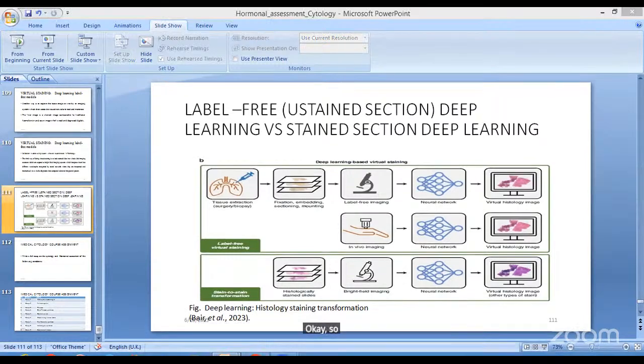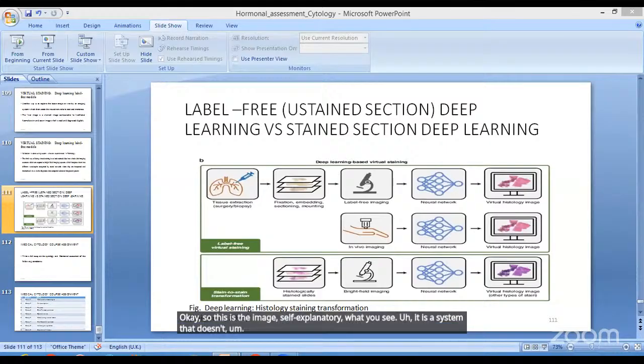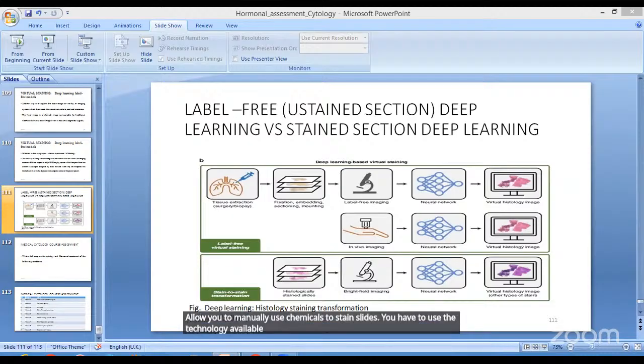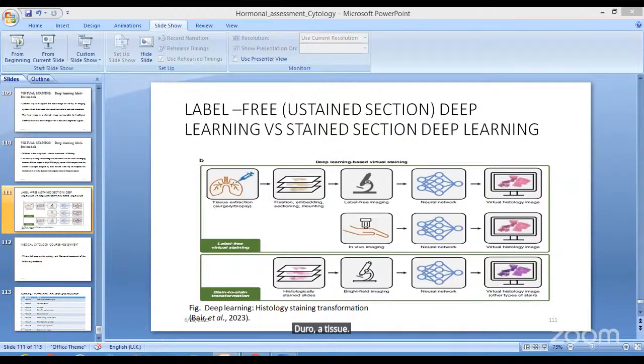Okay, so this is the image, self-explanatory what you see, how it is a system that doesn't allow you to manually use chemicals to stain slides. You have to use the technology available, deep learning, to transform the raw tissue that has been fixed to the neural network. And of course, it can be transcribed into colored images that will be read and diagnosis will be made.